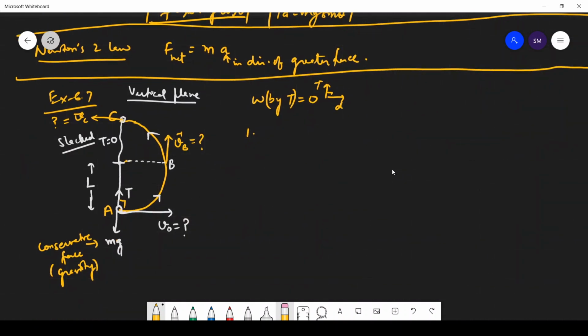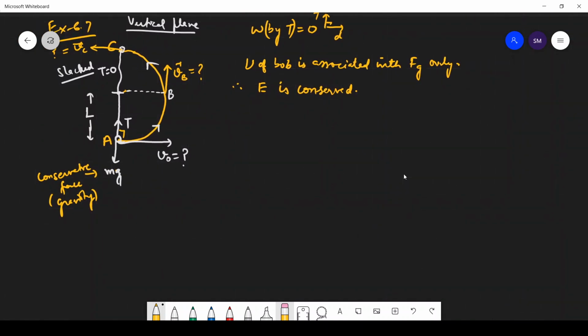As the potential energy of the bob is associated with the gravitational force only, therefore the total mechanical energy E of this system is conserved. So E is conserved, right?